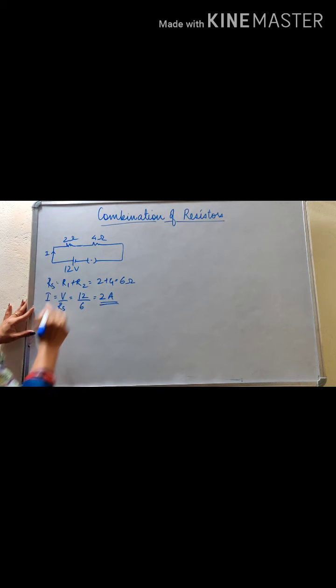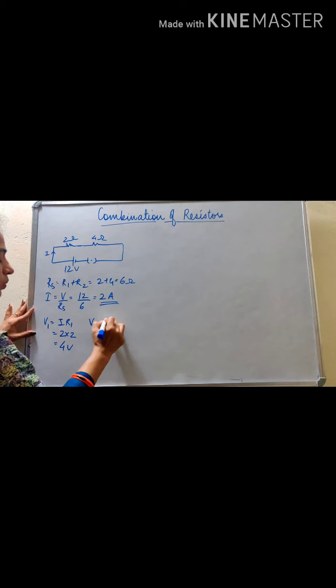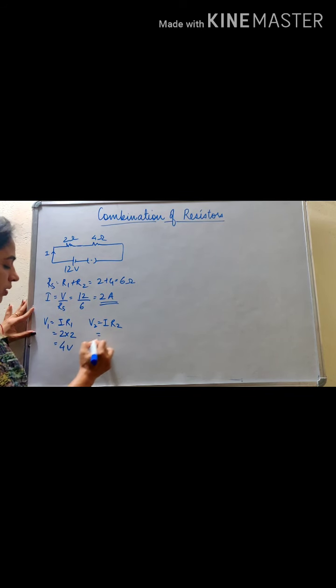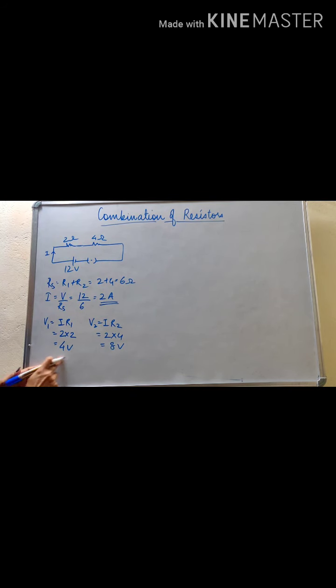Potential drop across each resistor: V1 will be equal to I R1, that is 2 into 2, that is 4 volt, and V2 will be equal to I R2, that will be 2 into 4, that is 8 volt. So see, for the check also you can see V is equal to V1 plus V2, 12 is equal to 4 plus 8, right?